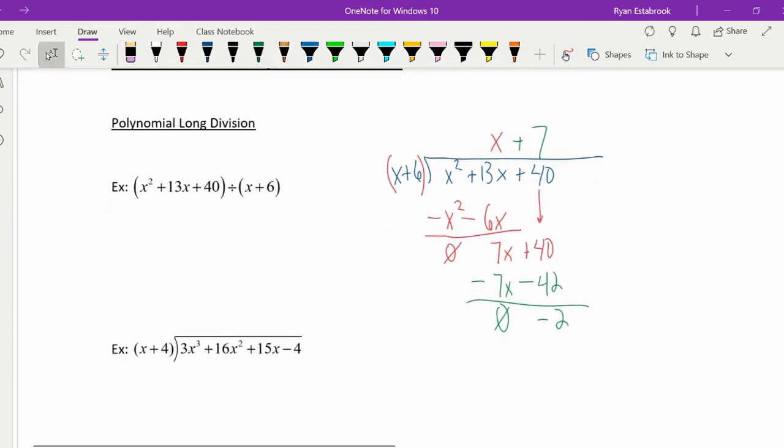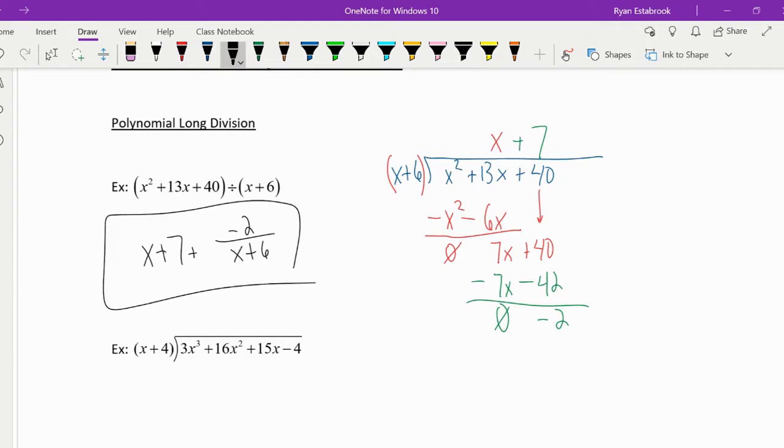And when do I know that I'm ready to stop? Well, I can't multiply x by anything in order to get negative 2. So this degree is less than what's out there. So I can go to my answer. It's going to be x plus 7 plus the remainder of negative 2 divided by, we're dividing by x plus 6. That's how we're going to write our remainders. We're going to write the remainder over what we're dividing by, and there's our answer. And that is polynomial long division.